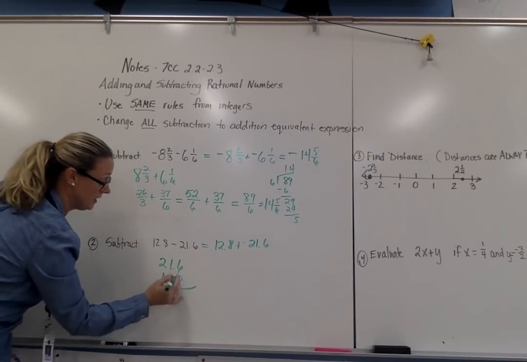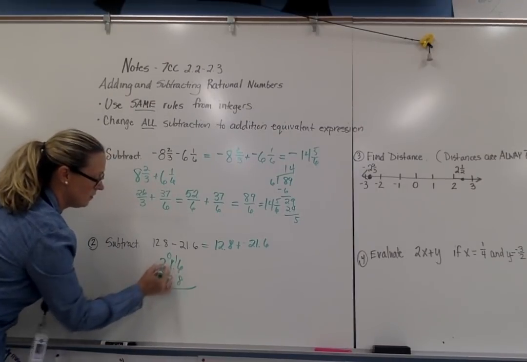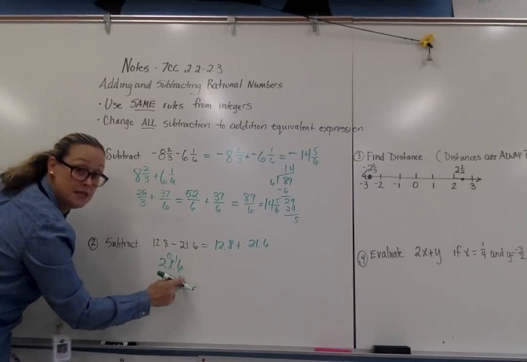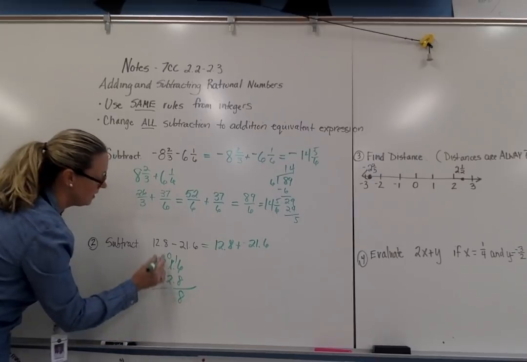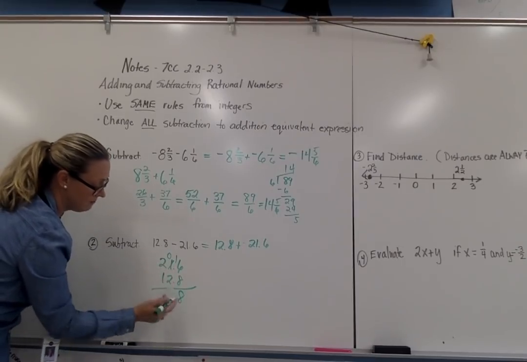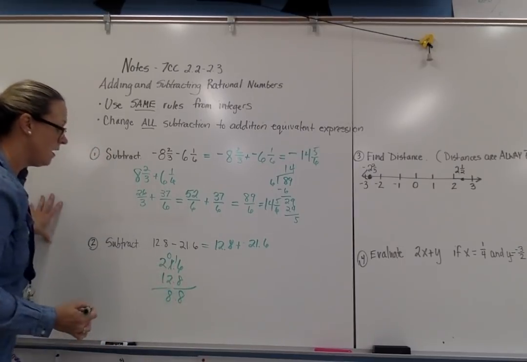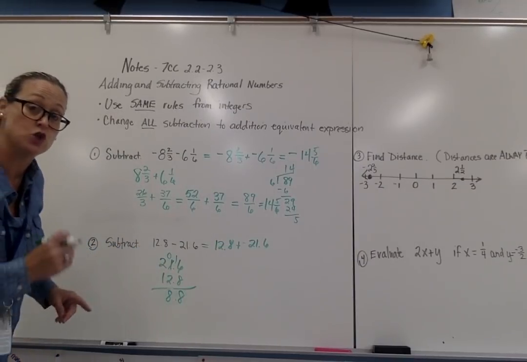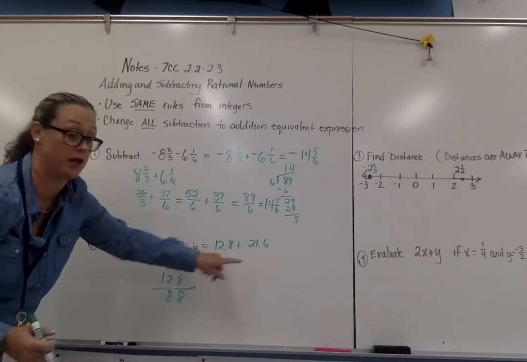6 minus 8 I can't do. So I'm going to take 1 away from the 1 and make it a 0. 16 minus 8 is 8. Can't do the 0, but I know that 20 minus 12 is 8. And then I have to look back. Is my answer going to be positive or negative? It's going to be negative because I have more negatives.